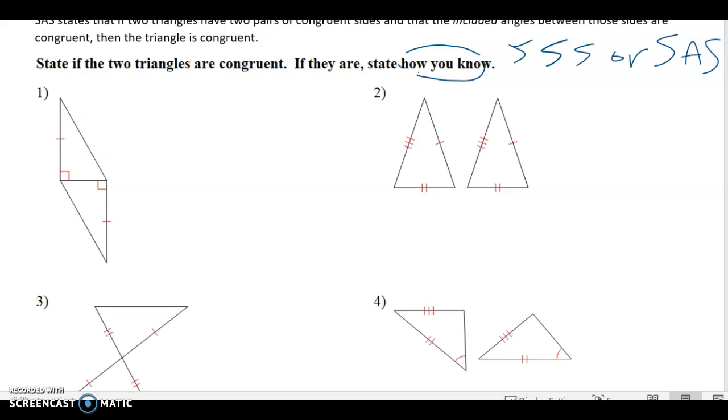Now I'm given some sides in question 1. I'm given that a side is congruent, so I do have a side here. And I'm also given that we have a right angle, so there's my angle, right? But I need another side, and the one that I'm looking for is the one that's shared. And remember, we can use our reflexive property to show that those two sides are congruent. In other words, it's congruent to itself because it is part of both triangles. So for triangle 1, this is congruent, and it uses side-angle-side.